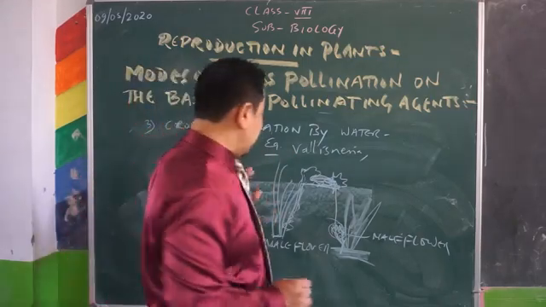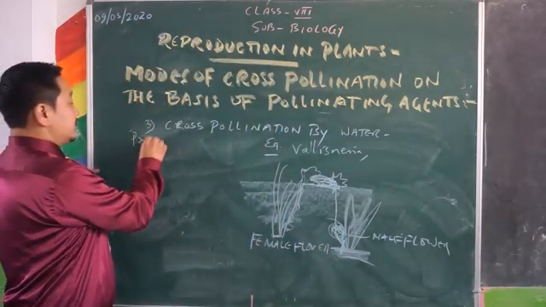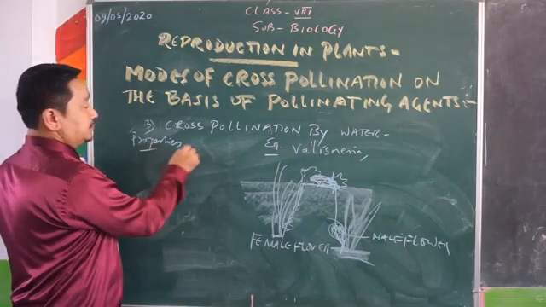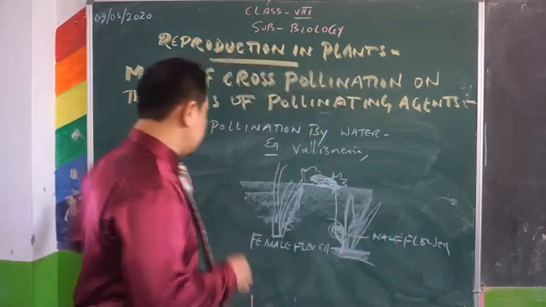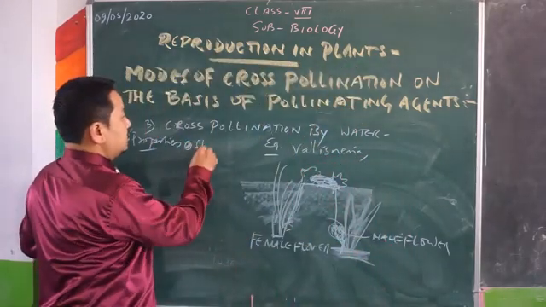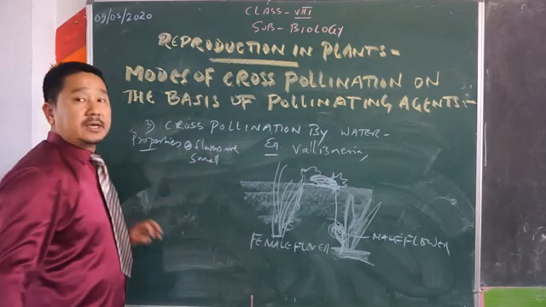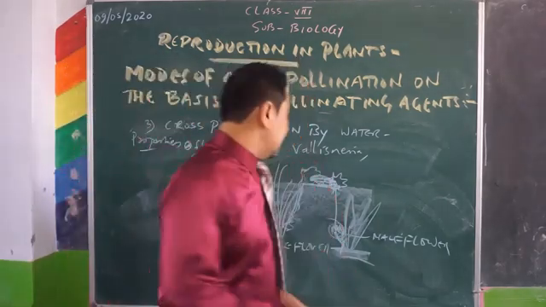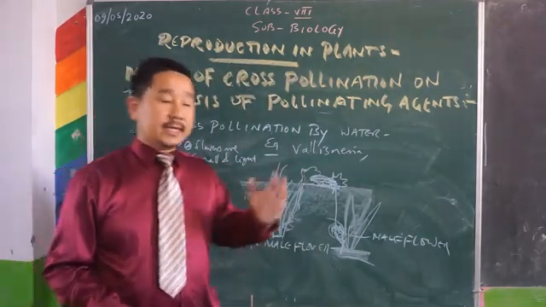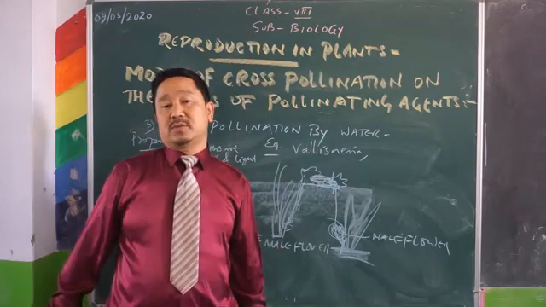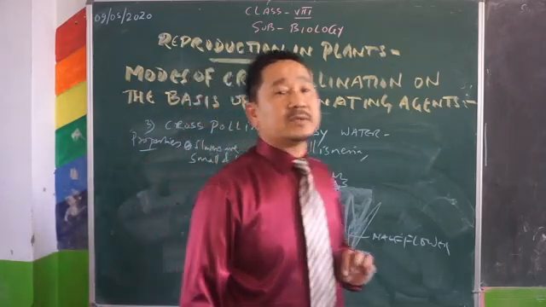Besides this, these plants also have certain properties. What are the properties? Let us see. For example, flowers are small and light, so that they can float on the surface of the water. Okay, since they are small and light, they can be floated on the surface of the water.